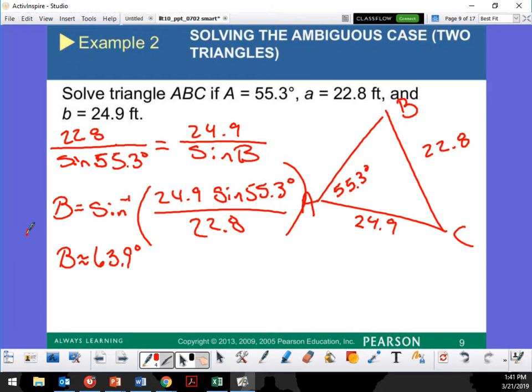Now, on this one right here, you have to check this. If you don't check this, it's going to mess you up. The largest side goes with the largest angle, doesn't it? Largest side goes with largest angle. Smallest side's got to go with the smallest angle. Okay, let's see. I have that this B is supposed to be 63.9. I'm going to put it in different colors so you guys see this.